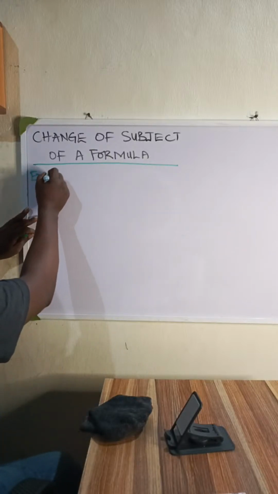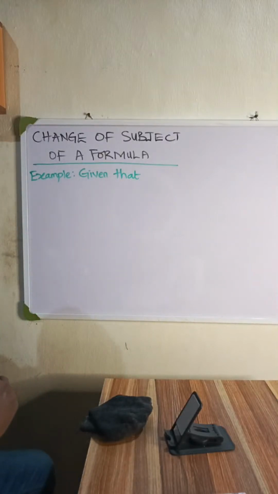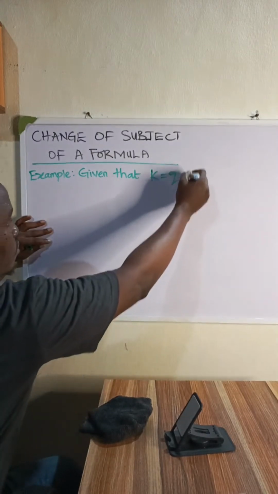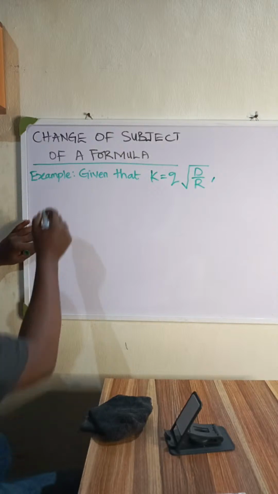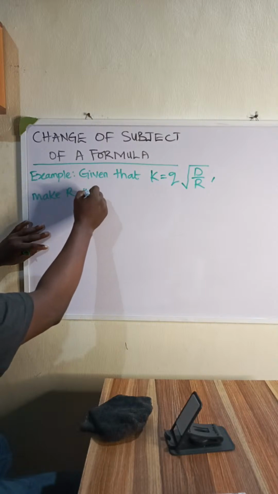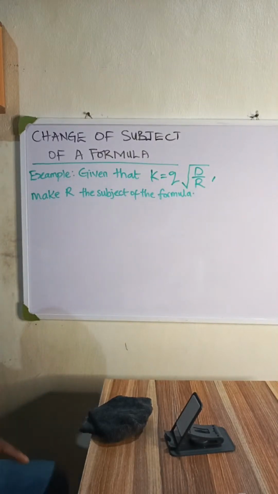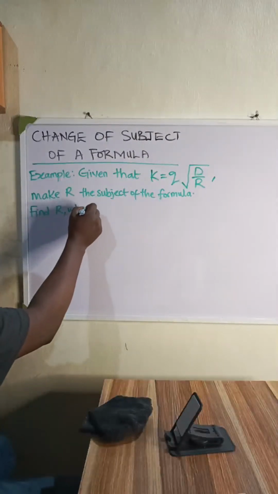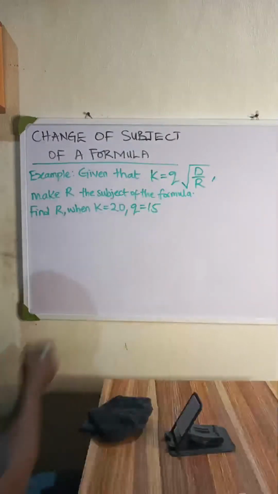So example, given that K is equal to Q square root of D over R, make R the subject of the formula, and find R when K is equal to 20, Q is equal to 15, and D is equal to 6.